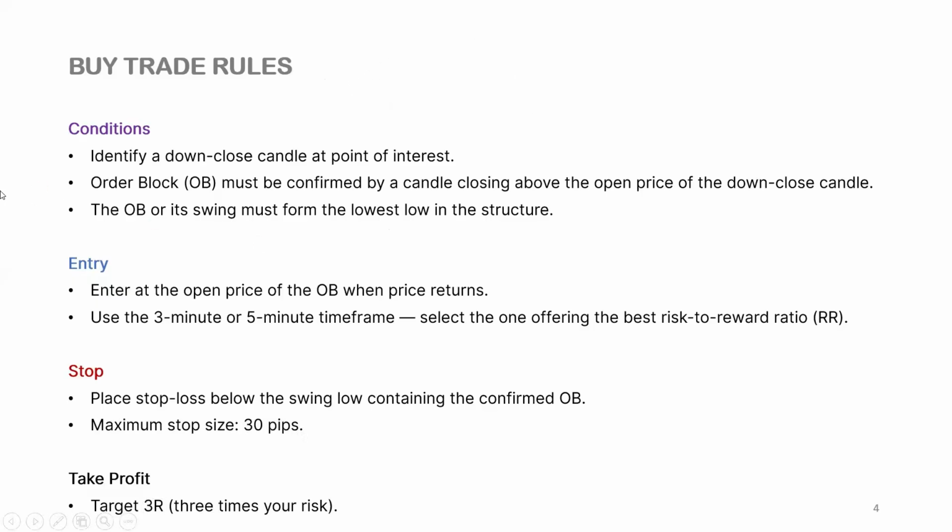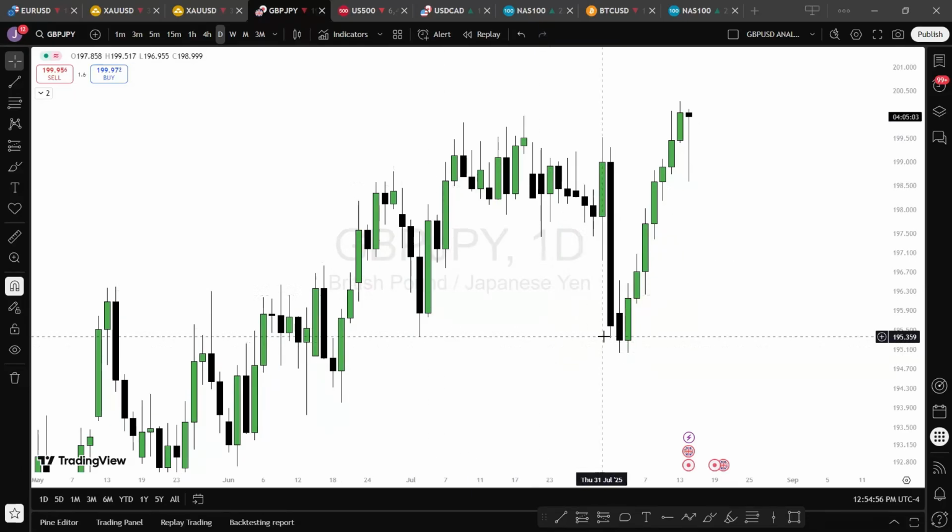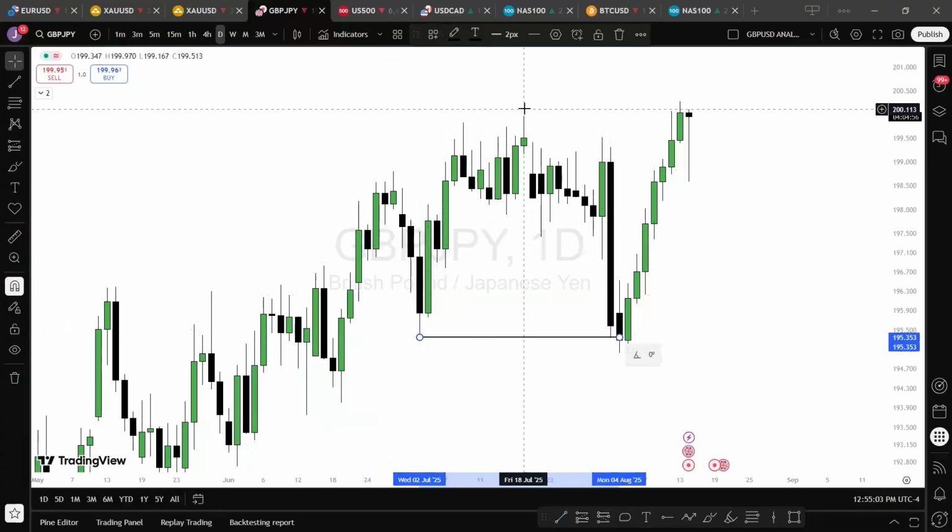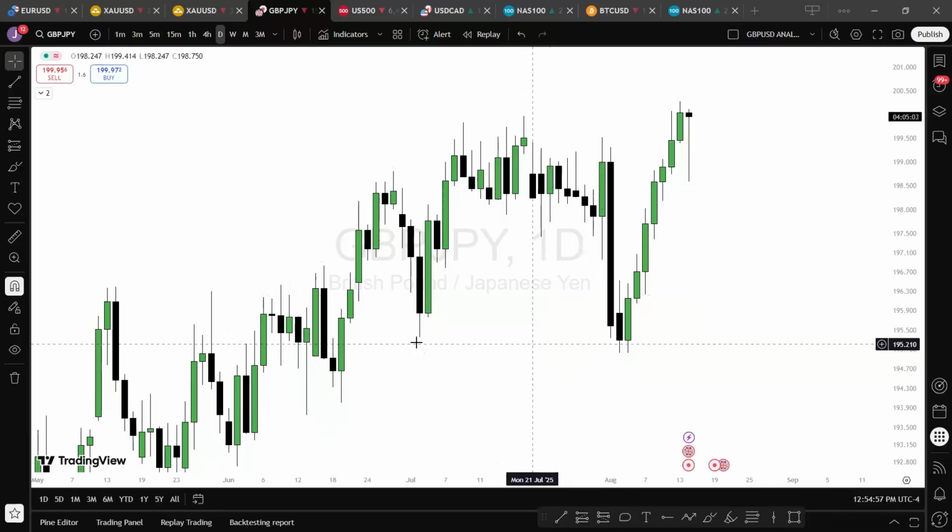All right, so let's go to the chart. Here's the British yen, the daily time frame. We can see how price changed the state of delivery. It was delivered on the sell side here and then delivered on the buy side here. Now we all know how price moves from external liquidity to internal liquidity.